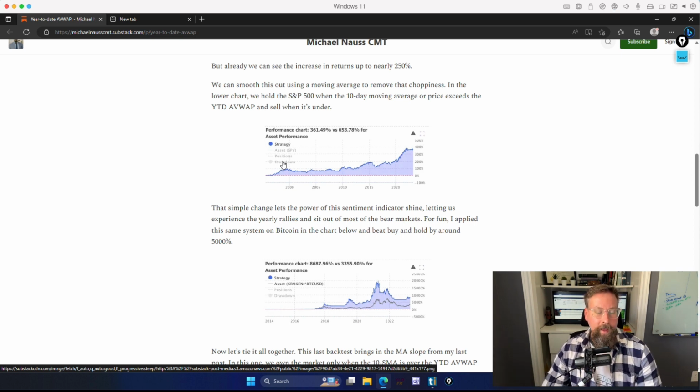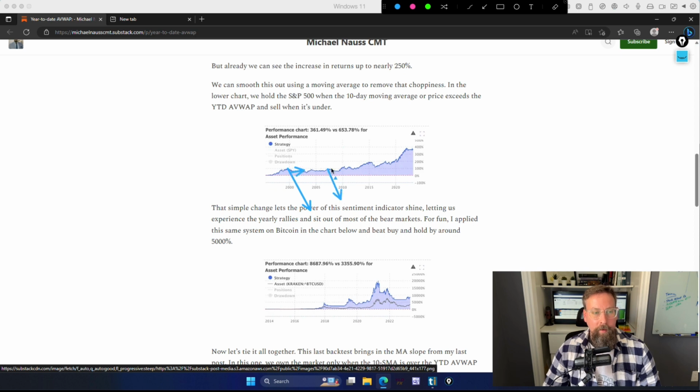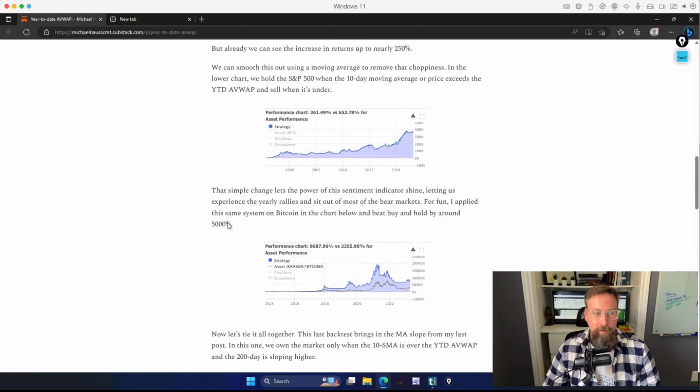But when we take a look at this, we can see it boosts returns dramatically. It also does a much better job of staying out of these sideways markets. You can see how in 2001, the SPY dropped dramatically and we just went sideways. And then again in 2008, the SPY dropped dramatically and we just went sideways. I also looked at the same idea on Bitcoin: we buy when the 10-day moving average on Bitcoin is above the year-to-date anchored VWAP, and we sell when it's below, and we beat the overall market by like 5,000%, right?